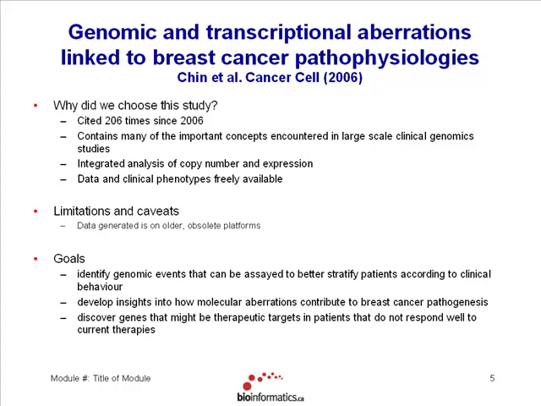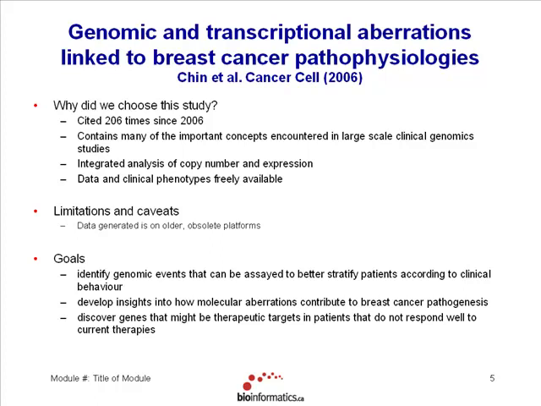The really nice feature about this paper is that it contains the concepts that are nearly always encountered in large-scale clinical genomic studies. A really nice bonus feature is that it has integrated analysis of copy number and expression. The hallmark of tumors is copy number change, which is more often than not associated with the expression of the genes contained. This paper describes how they navigated through that landscape. A very important part is that the data and the clinical phenotypes were freely available. This is rare and hard to find, so this is a beautiful data set for that.